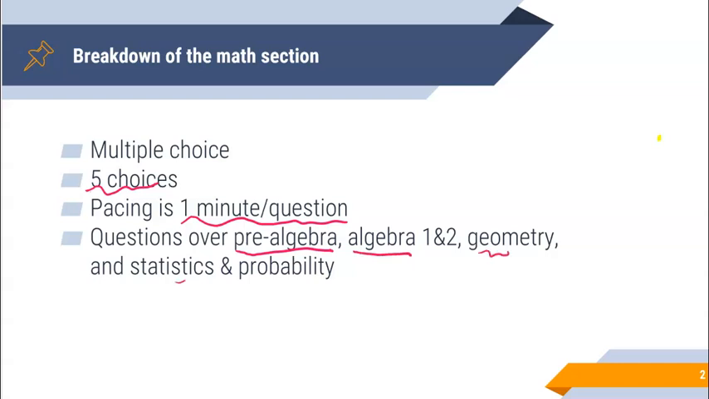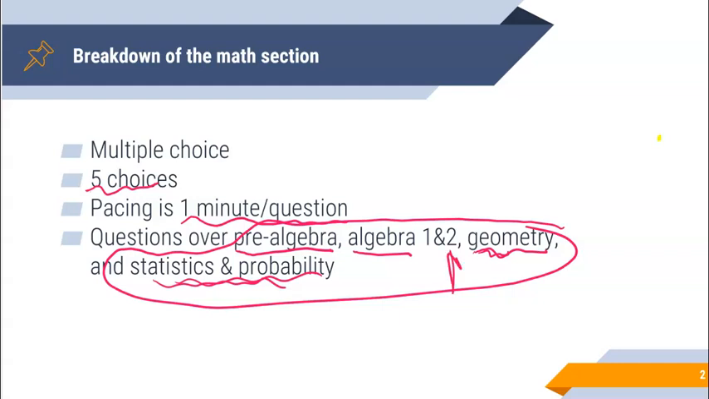Now, for freshmen, your test is over just pre-algebra and some algebra with a little bit of geometry and a little bit of probability in there. Sophomores, they add into your test some geometry and some more probability. Juniors, your test is over all of this, so they add in the Algebra 2 to your section.